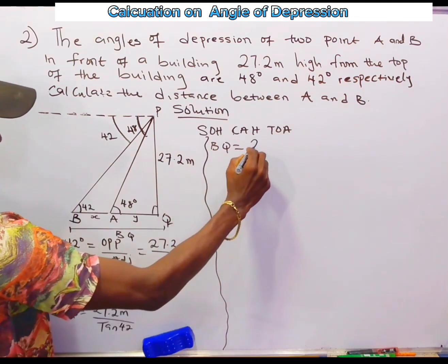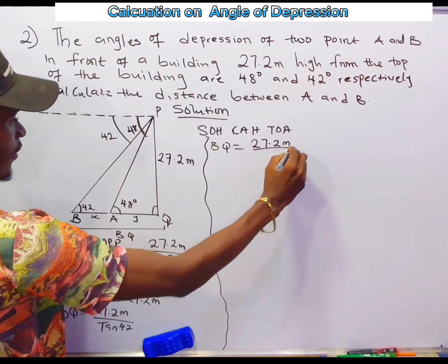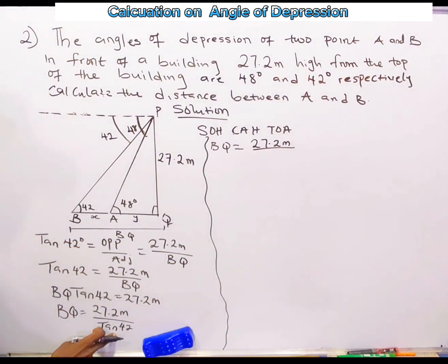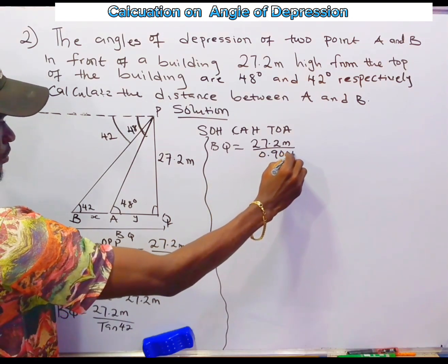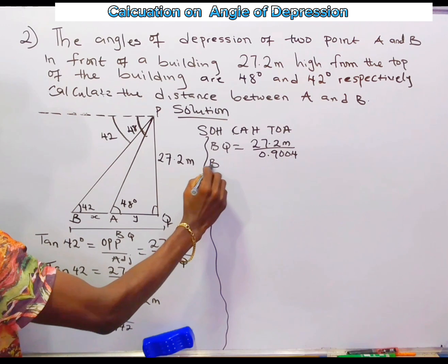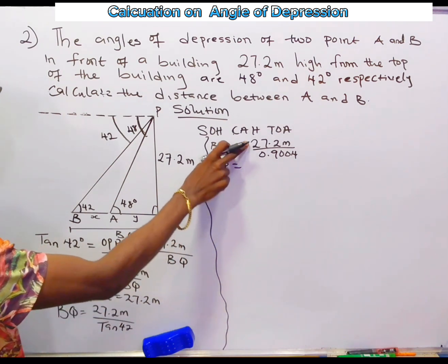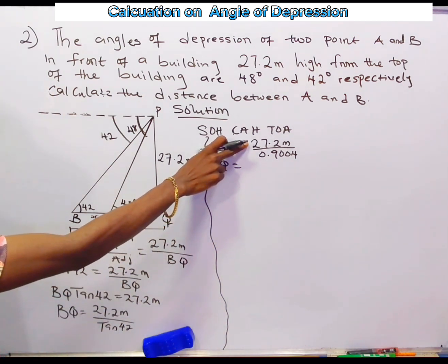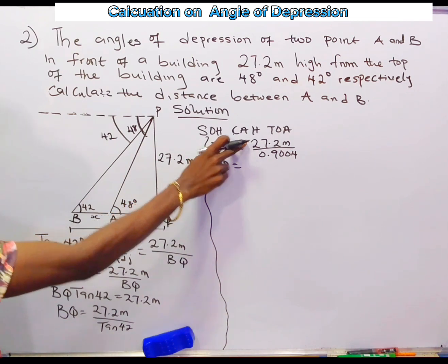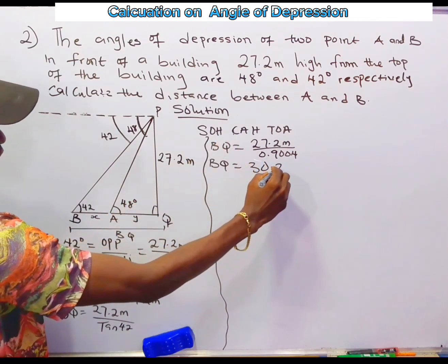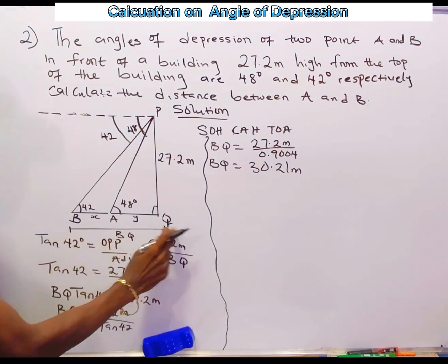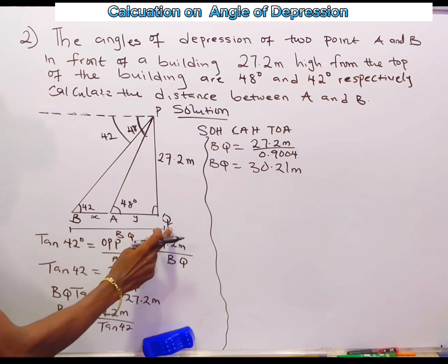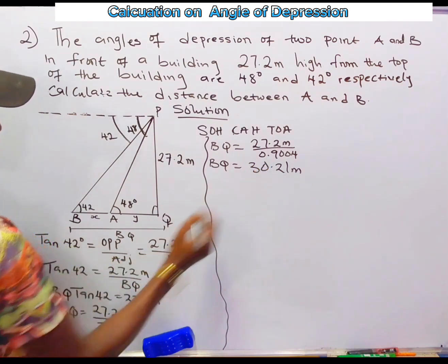Tan 42 is simply 0.9004. So when we divide 27.2 by 0.9004, we get 30.21 meters, which means the length BQ, all the length that covers from B to the foot of the building, is 30.2.